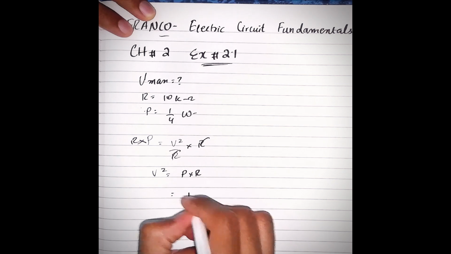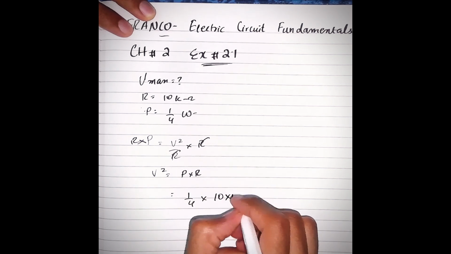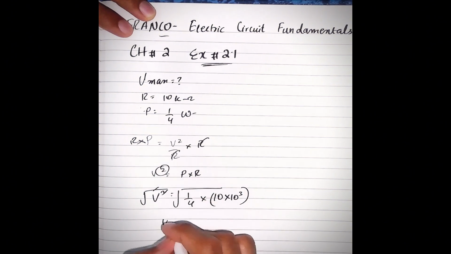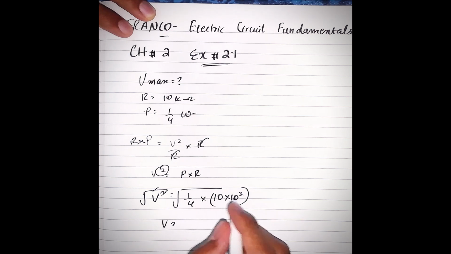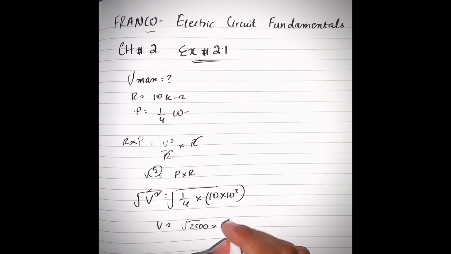P is actually 1 divided by 4. R is actually 10 kilo ohm. Now kilo is actually 10 to the power 3. And this whole thing will be under root because we are having squared. So we will have squared on both sides. So V will actually be equal to the root of 1 divided by 4 multiplied by 10 multiplied by 10 to the power 3. So this is actually 50. Now this was A part.